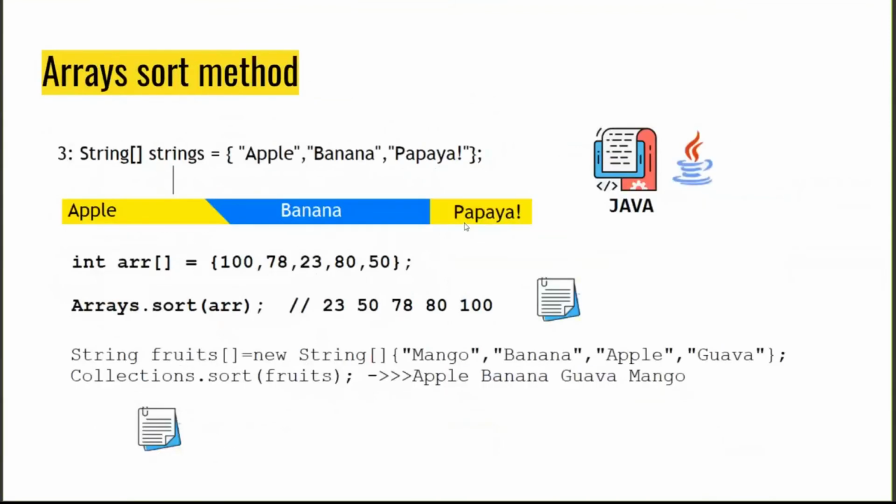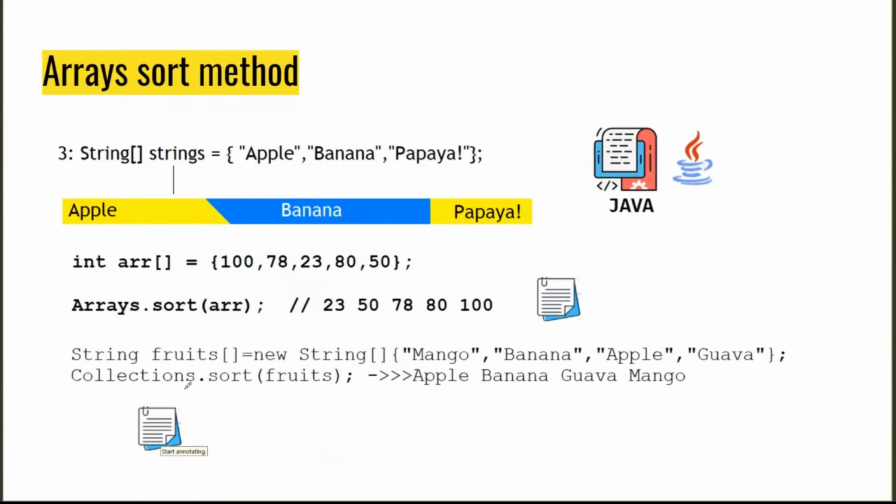Other example, what is this? Array of sort. In arrays, we have a sort method. You can use Arrays.sort. It will sort the elements in ascending order. If you want to do descending order, we have another method, but there's no need to know that right now.